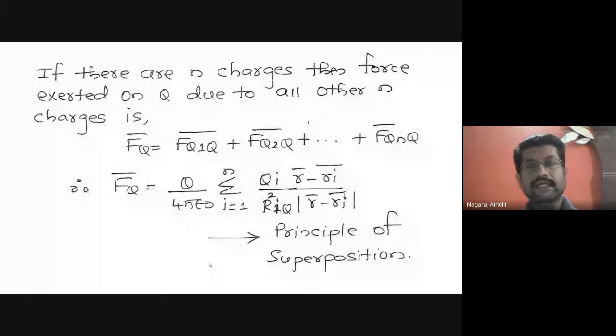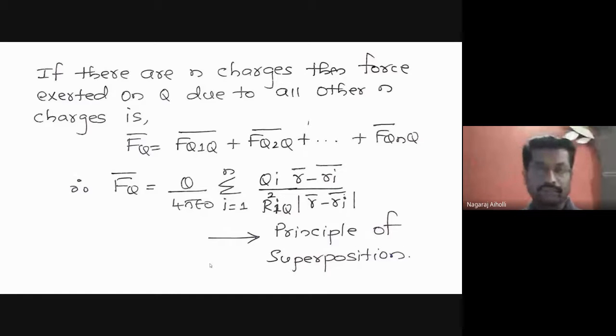Now, if there are n charges, then what will be the force exerted on the charge Q due to all other n charges? Suppose there is one charge, say Q, and there are many charges, Q1, Q2, Q3, Q4, Q5, and so on up till Qn. What will be the net force, or the total force, on the charge Q due to all these other charges from Q1 to Qn?